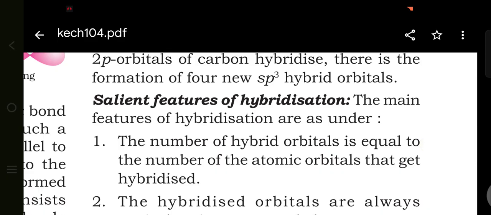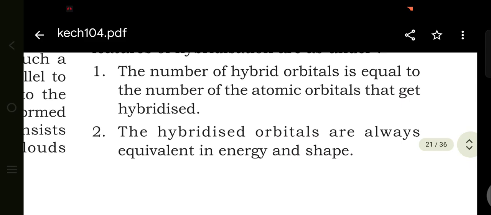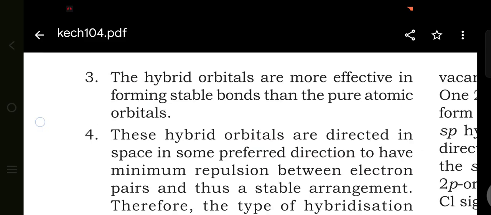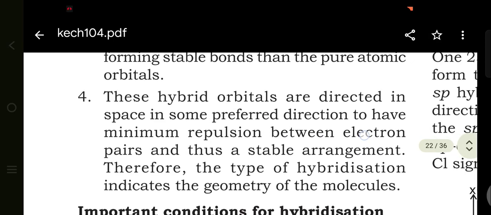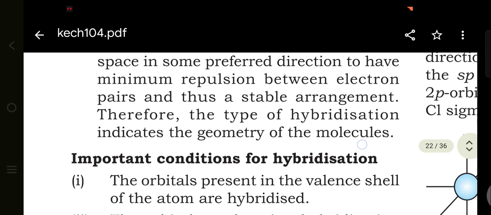The main features of hybridization are as follows. The number of hybrid orbitals is equal to the number of atomic orbitals that get hybridized. The hybridized orbitals are always equivalent in energy and shape. The hybrid orbitals are more effective in forming stable bonds than the pure atomic orbitals. These hybrid orbitals are directed in space in some preferred direction to have minimum repulsion between electron pairs and thus a stable arrangement. Therefore, the type of hybridization indicates the geometry of the molecules.